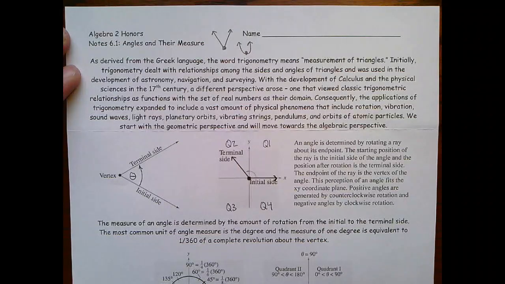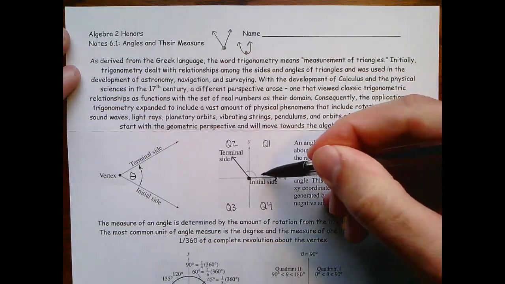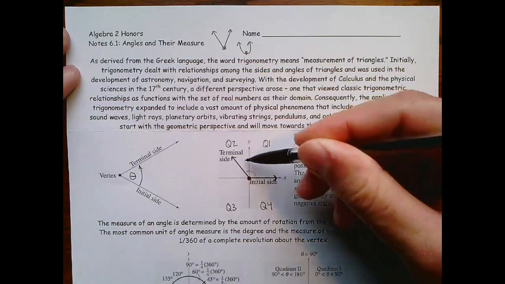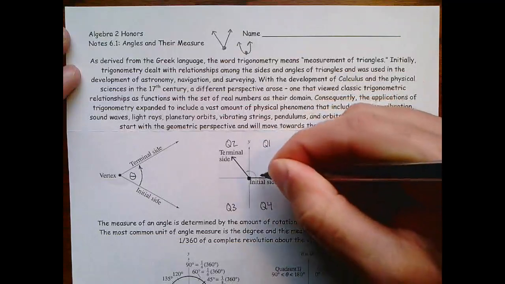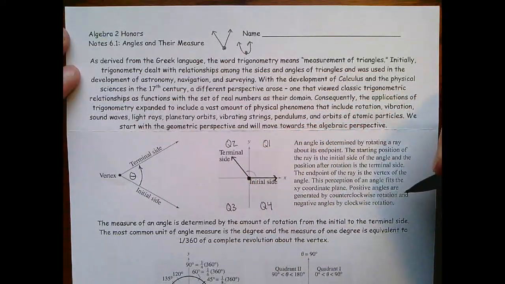Positive angles are generated in a counterclockwise rotation. So a counterclockwise rotation goes from quadrant 1 to quadrant 2, 3, and 4. So it'll be going in this direction. That will be positive. So if I travel this way, positive degrees. We know that negative angles are by a clockwise rotation.